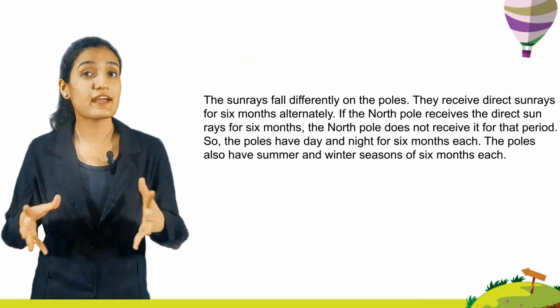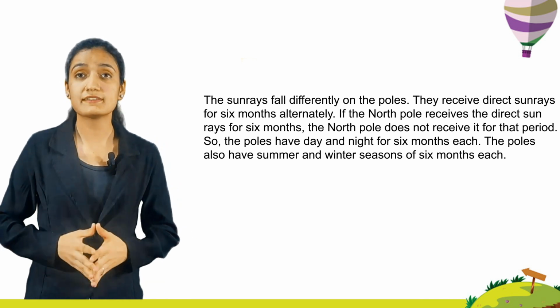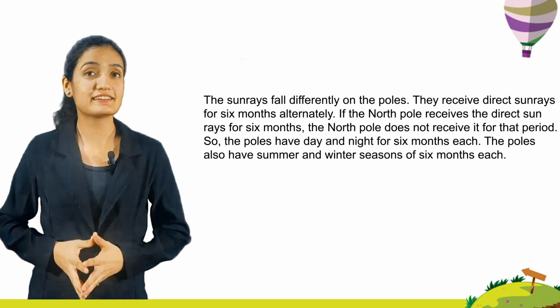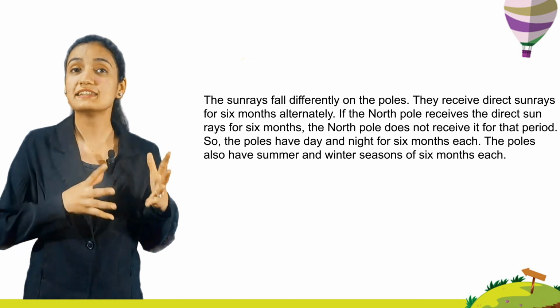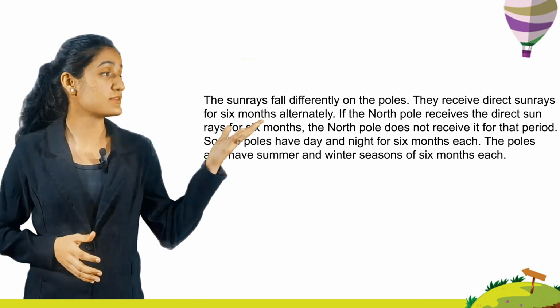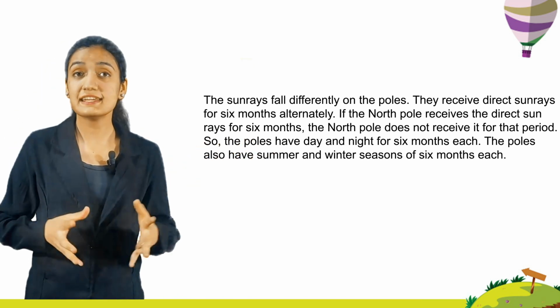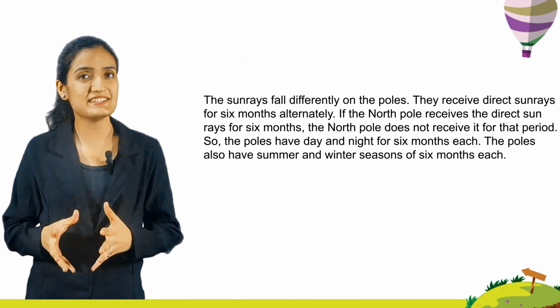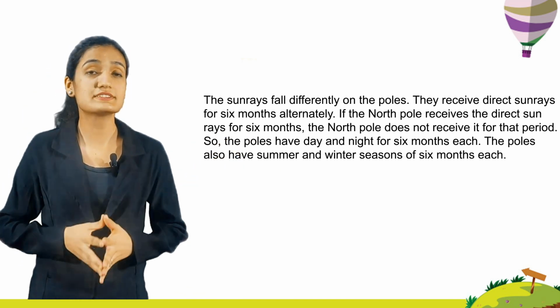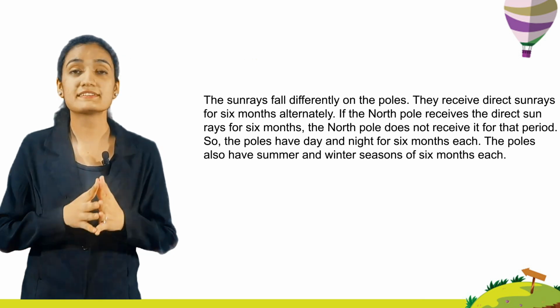The sun rays fall differently on the poles. They receive direct sun rays for 6 months alternately. If the North Pole receives the direct sun rays for 6 months, the North Pole does not receive them for that period. So, the poles have day and night for 6 months each. The poles also have summer and winter seasons of 6 months each.